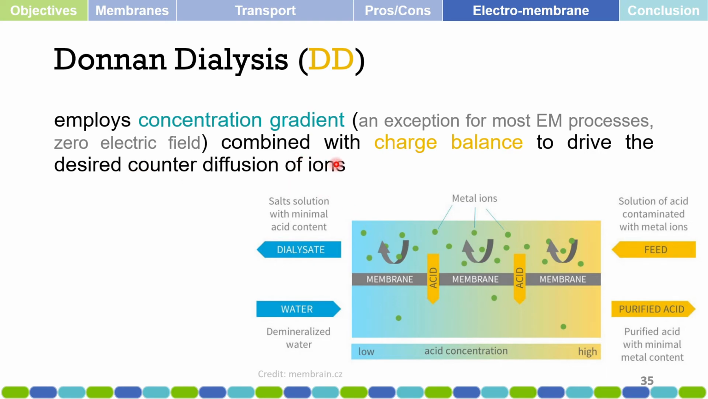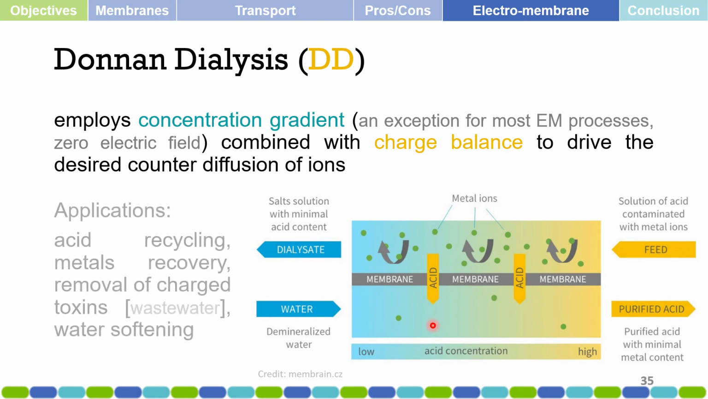So charge balance, as we know, means that in both streams there must be a balance of charges. So, for example, if a negative ion goes through the membrane, then a positive ion must also go through the membrane in the same way, so that the charges are balanced.